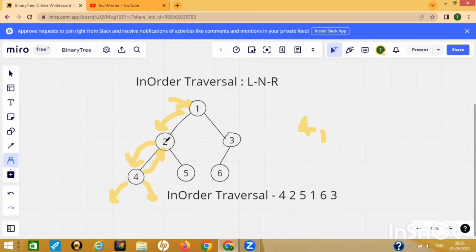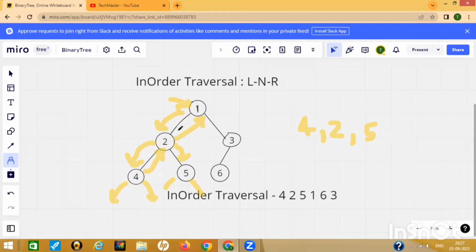For node 2, we have visited its left side, so we will visit node 2. And then we check on the right side. So 2 has a right node, which is 5, and for 5, left is null, so we will visit node 5, and we will check on the right side. Node 5's right is also null, and we have visited node 5, so we will backtrack. 2 is already visited, so we go back to 1.